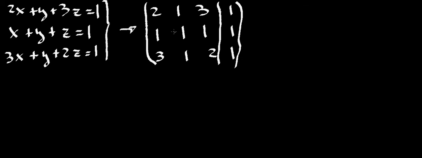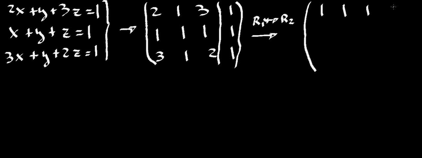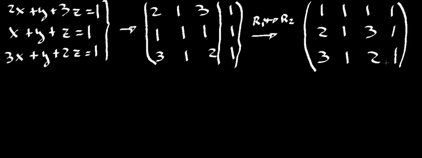Okay, so the first thing I'm going to do is swap row 1 and row 2, so I have a 1 in the pivot position here. So my row 1 is going to become my row 2, and vice versa. So the new matrix is going to be 1, 1, 1, 1, and the second row is going to be 2, 1, 3, 1, and 3, 1, 2, 1. I close the matrix and put our line here.